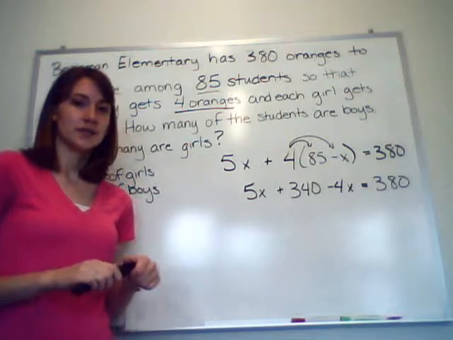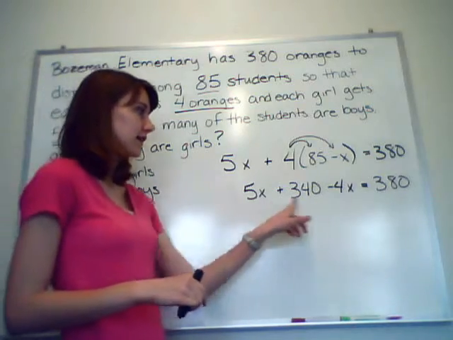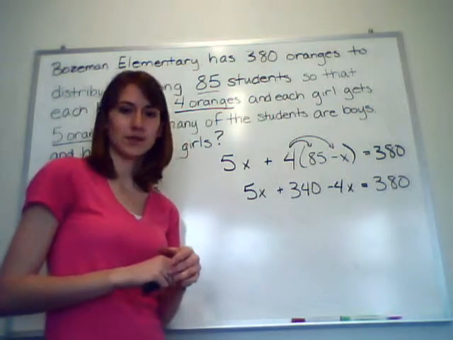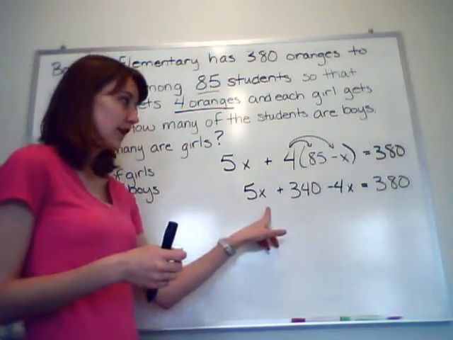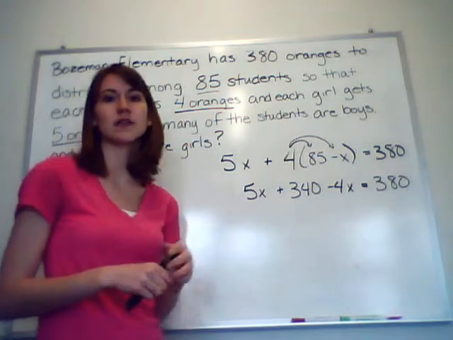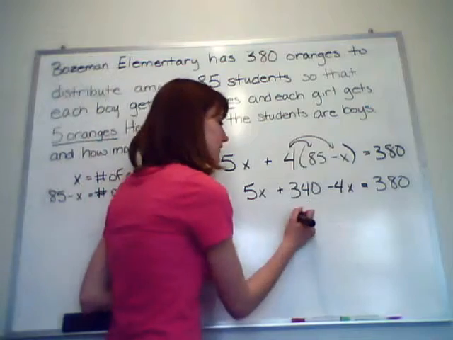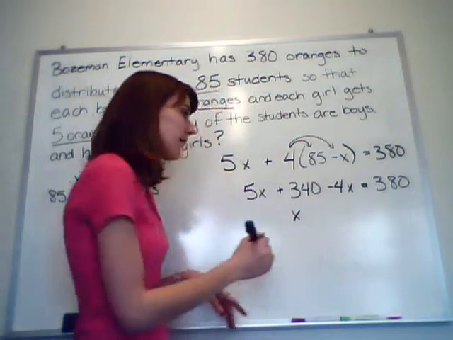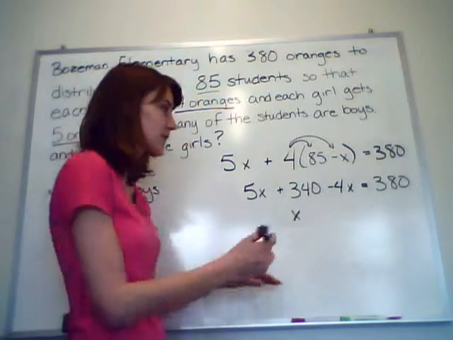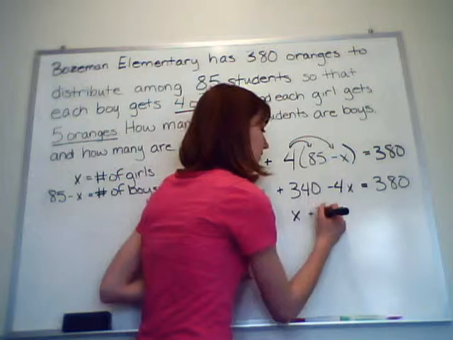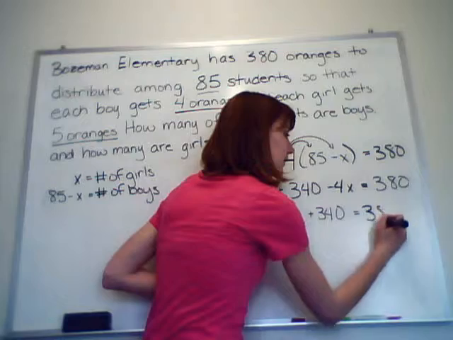Alright, and now we need to look at this, and we have some like terms that are on the same side of our equation. So 5x and negative 4x are our two like terms here, so we want to combine those into one thing. So 5x minus 4x is going to leave us with just 1x, so we can represent that with just an x. We don't need to put the 1 in front of it. And then we're just going to take it one step at a time, so we're going to bring down the rest of the components within our variables. So that's going to be x plus 340, and that's still going to equal 380. Nothing has changed there.